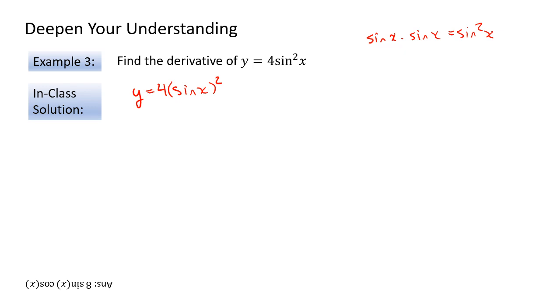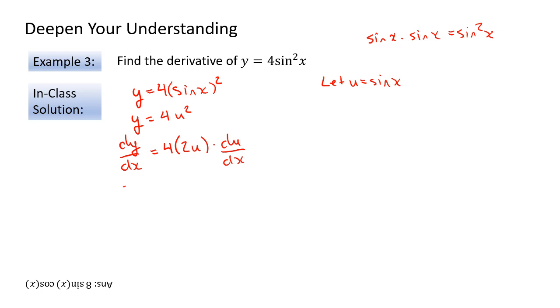Okay? So if we do that, I'm going to let u equal sine of x. So this becomes y equals 4 times u squared. So using the chain rule, dy by dx is equal to 4 times the derivative of u squared, which is 2u, times the derivative of the function u with respect to x. Okay?